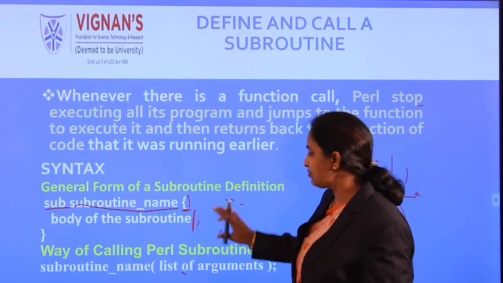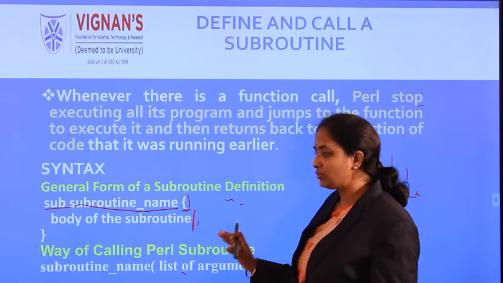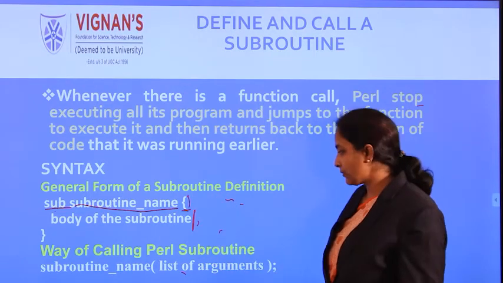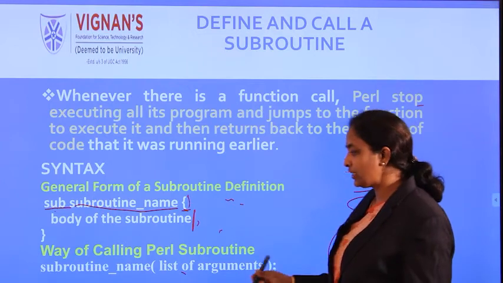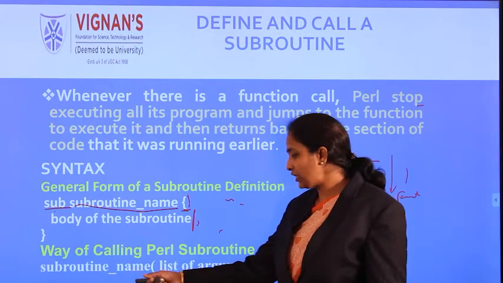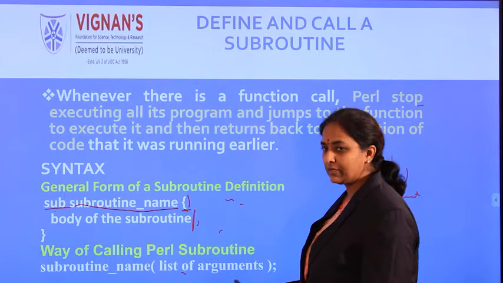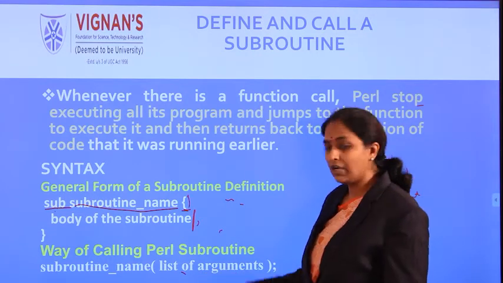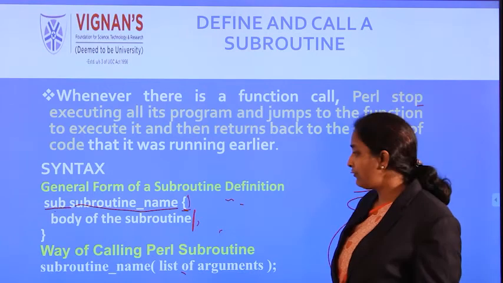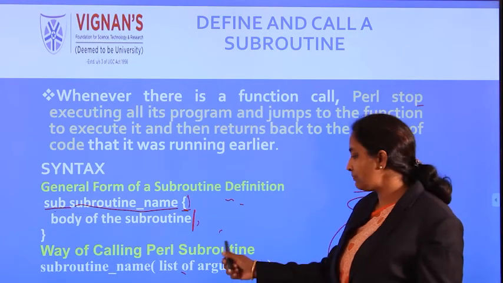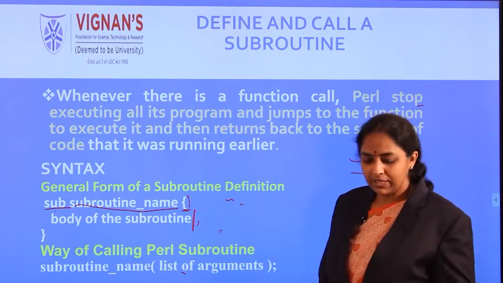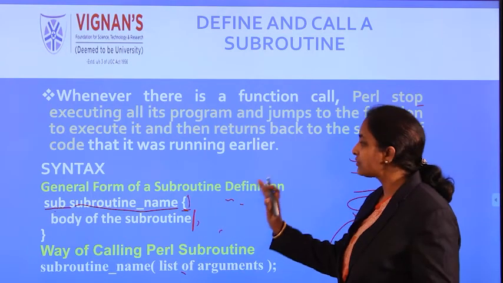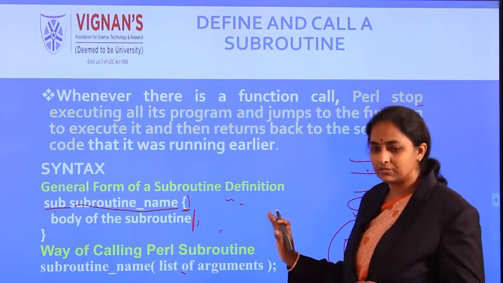Once the definition is over, the next part is how to call the subroutine. As you are seeing, you write the subroutine name followed by parentheses. If parameters are there, if arguments are there, then you have to use the arguments. If there are no arguments, you can simply use the parentheses. So this is the syntax. Please remember the syntax first.